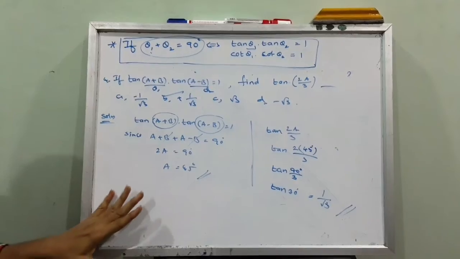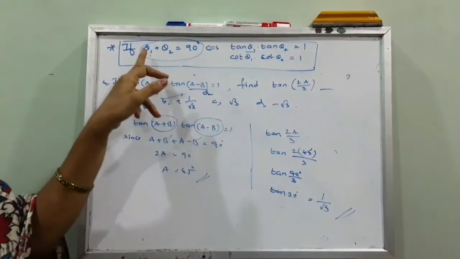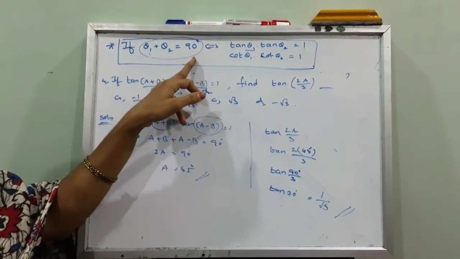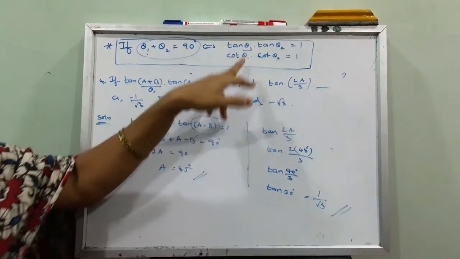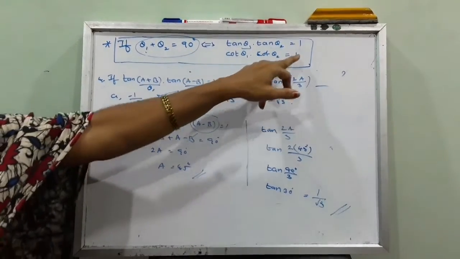So for all the 4 sums, the only formula is theta 1 plus theta 2 is equal to 90 degrees if and only if tan theta 1 into tan theta 2 is equal to 1, also cot theta 1 into cot theta 2 is 1.